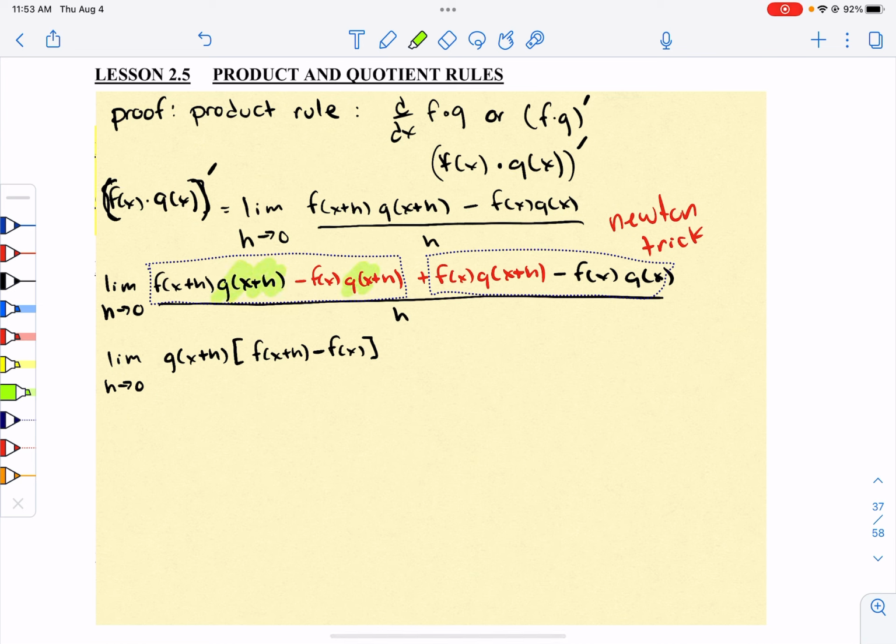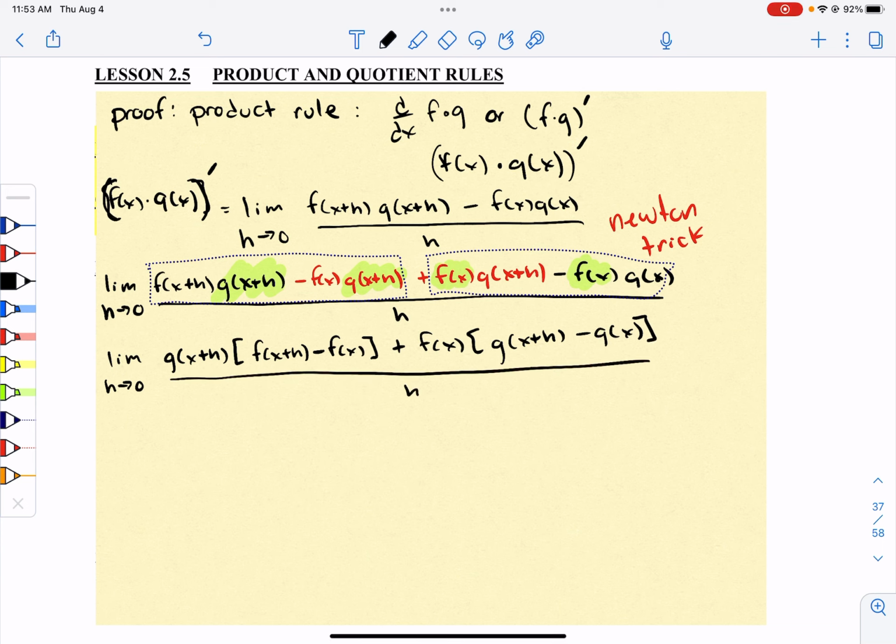from both parts. Now I'm going to do the same thing with my second group, but this time I'm going to factor out an f of x. So I've got plus f of x multiplied by, I'm left with g of x plus h minus g of x, all of this divided by h. Holy smokes. Okay. Haven't broken any rules. I added something and subtracted it at the same time, and then I just broke my equation into two different parts and factored out.